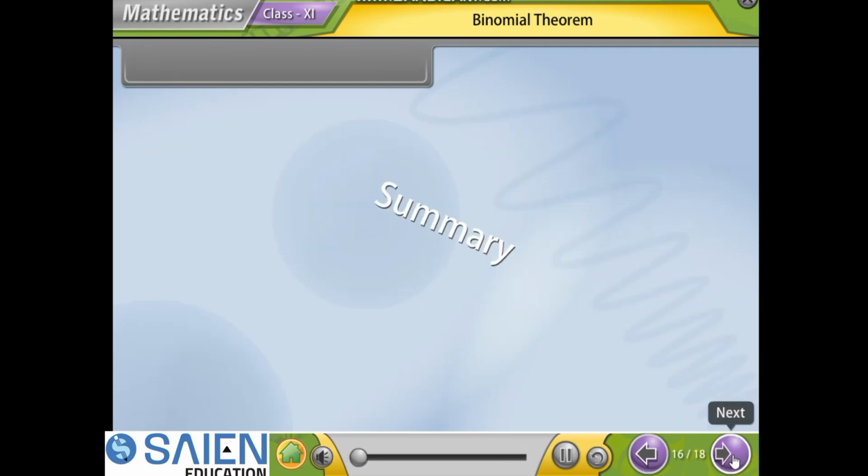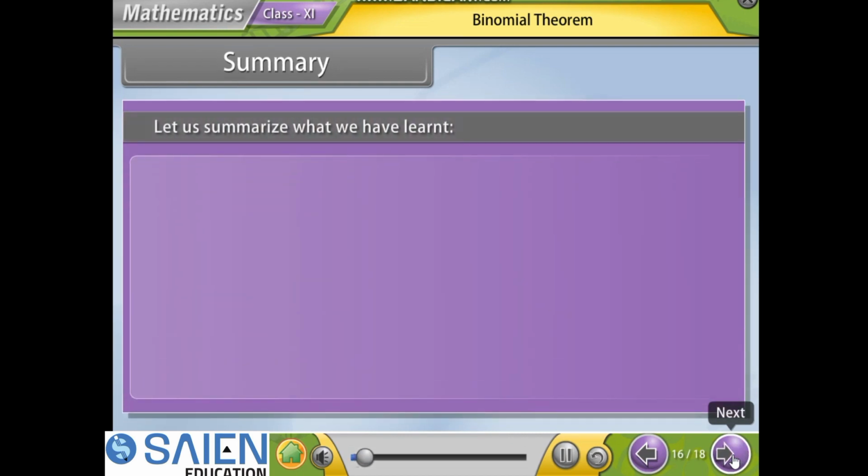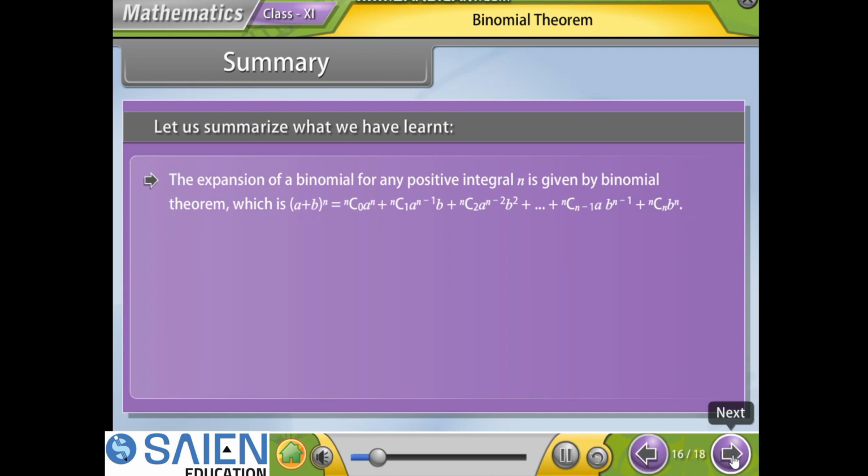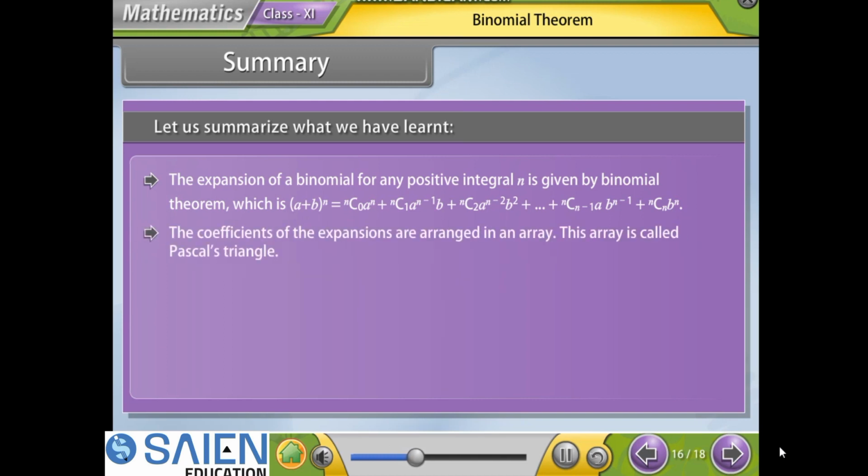Summary. Let us summarize what we have learned. The expansion of a binomial for any positive integral power is given by binomial theorem. The coefficients of the expansions are arranged in an array. This array is called Pascal's triangle. The general term of an expansion.